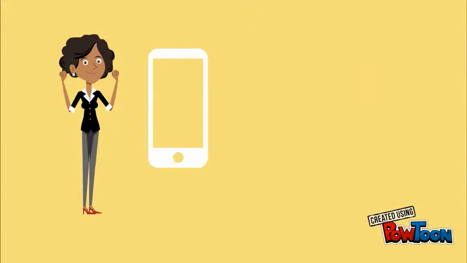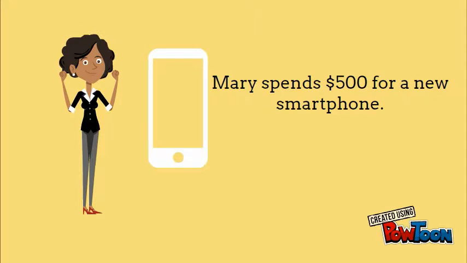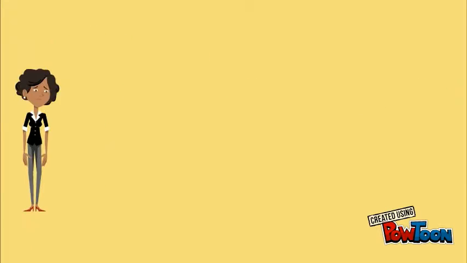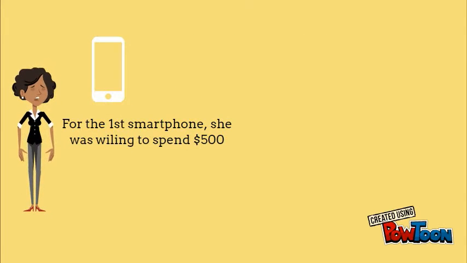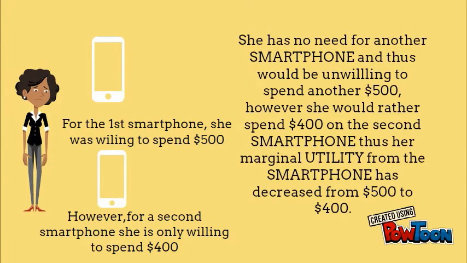Here you see Mary spends $500 for a new smartphone. For the first smartphone, she was willing to spend $500. However, for a second smartphone, she's only willing to spend $400. She has no need for another smartphone and thus would be unwilling to spend another $500.